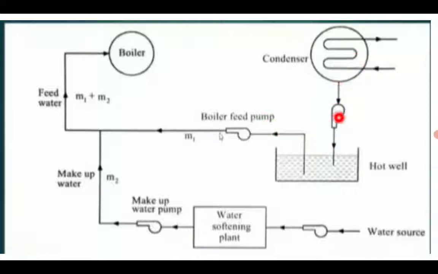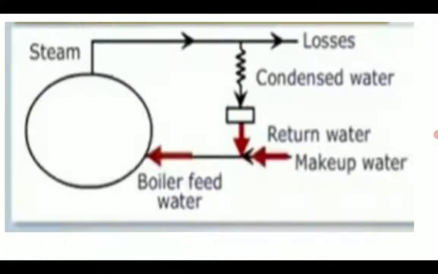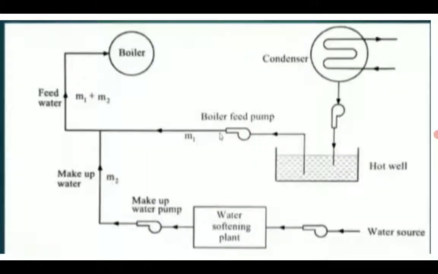The condensed steam is fed to the hot well, and from that it is fed to the pump. This we call the return water, the water which is returned from the boiler. And this one we call the makeup water. Makeup water, I told you, is taken from the lake, pond, etc., and will contain lots of impurities.